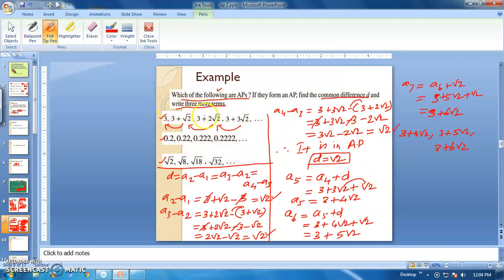Okay. So we found that it is an AP, and we found the D value and also the next 3 terms. So the first one is over. And next we have to check whether the second one is an AP or not. If it is an AP, we are going to find the D value and everything.